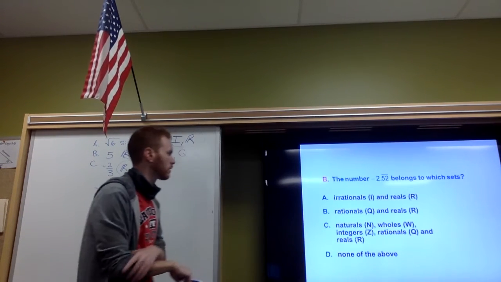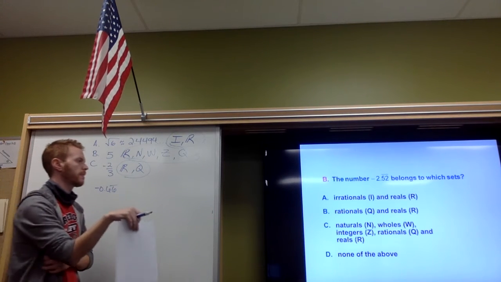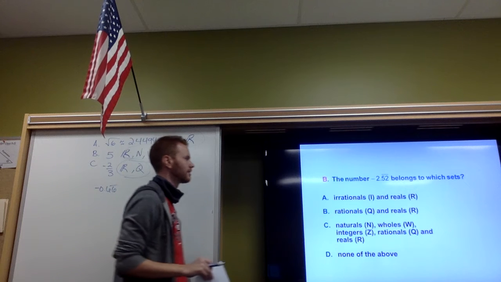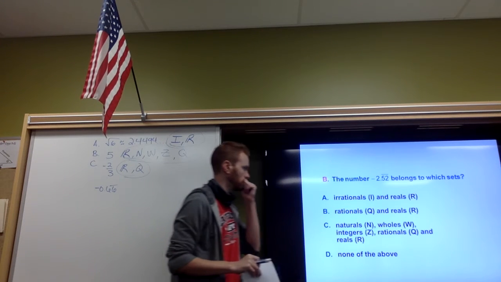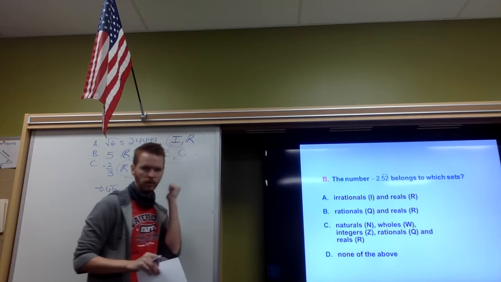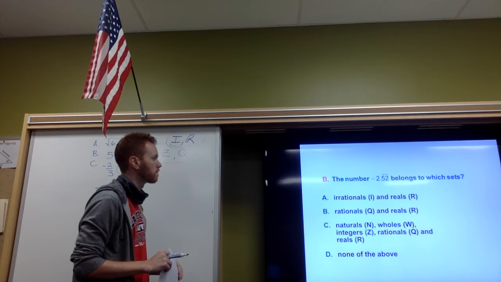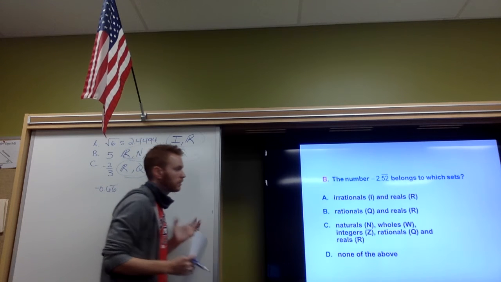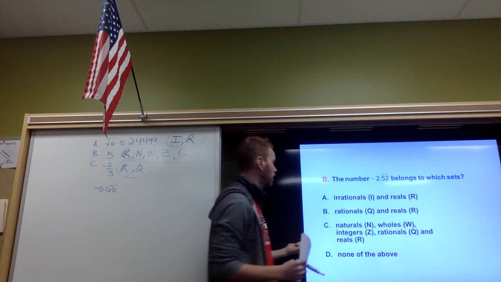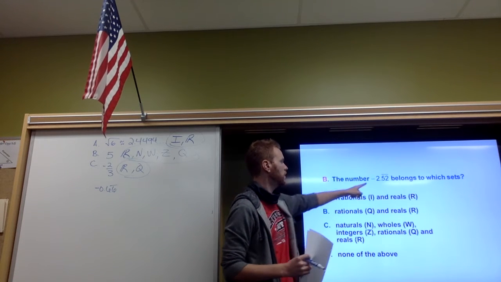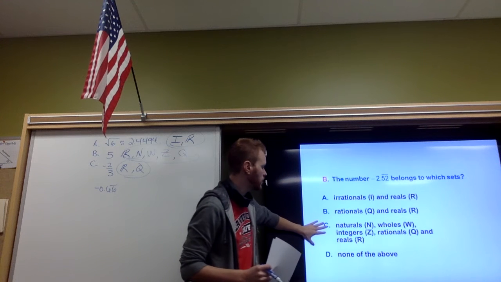Next one. Okay? What does negative 2.52 with a repeating bar belong to? What set? Pause the video. Well, is it a real number? It is, right? It's definitely a real number. Can we classify that as natural, whole, anything like that? No. So option C is not going to work.